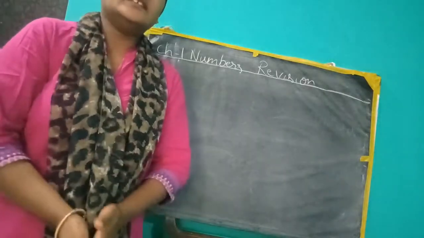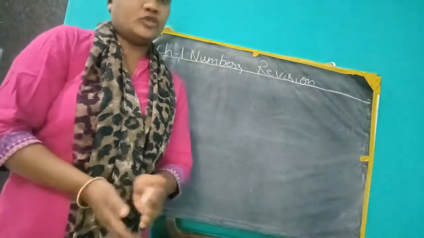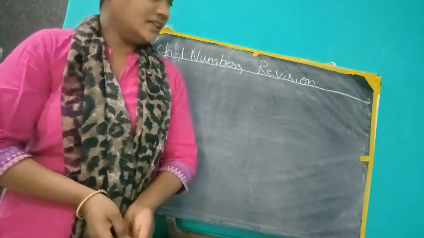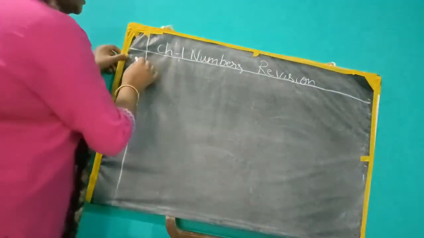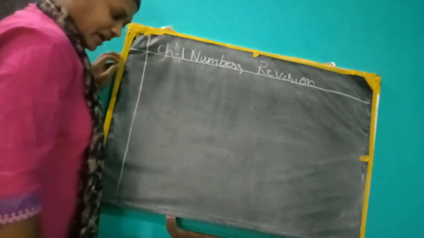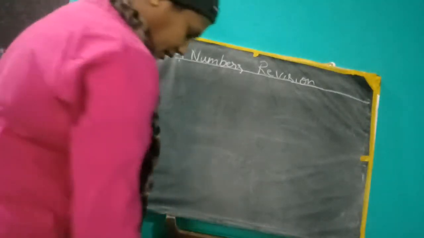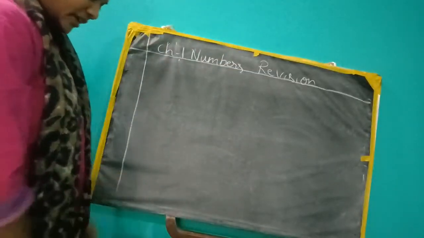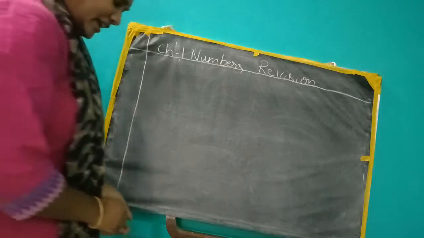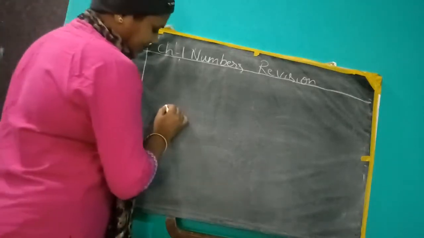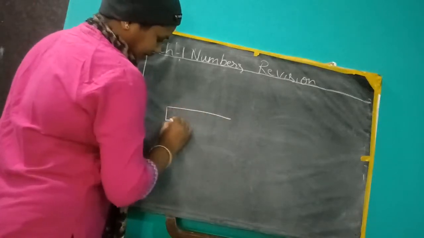Children, yesterday you learned how to make the smallest number and the largest number. Today we will see chapter number 1, numbers revision. Today we will learn the abacus. An abacus is a counting frame used in numerical calculations. Do you know the abacus, children? Yes or no? What is that? See, like this.